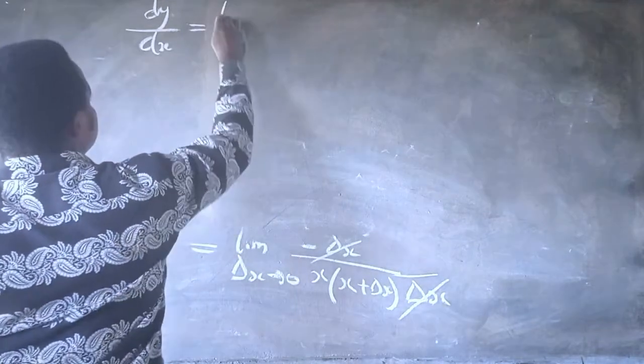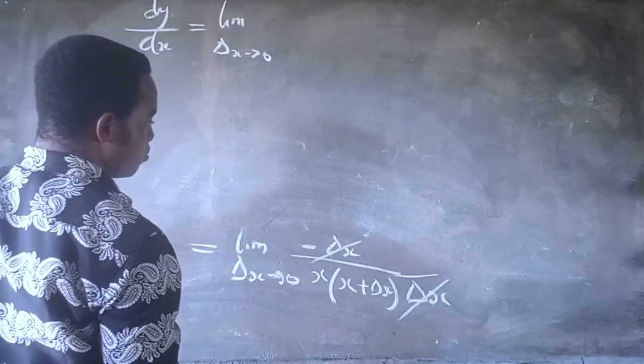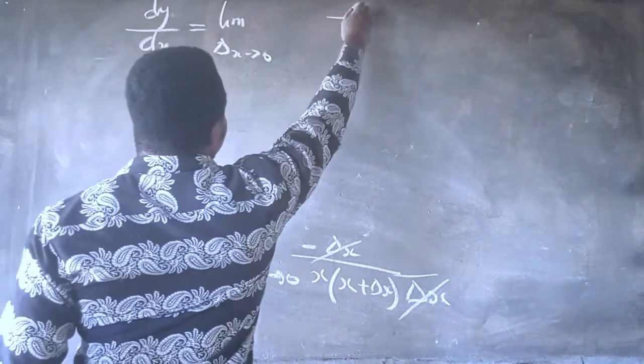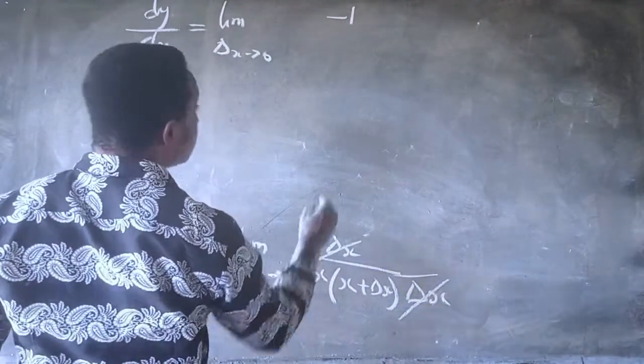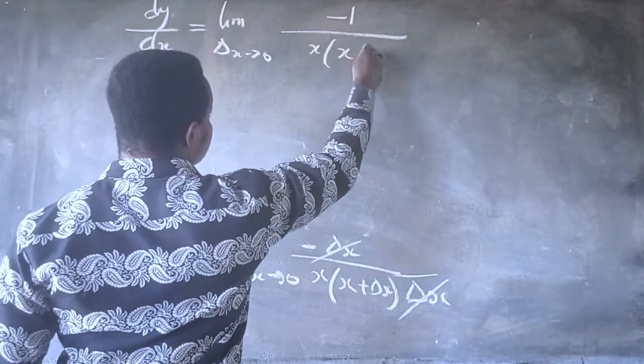So the differential of y with respect to x would be, all we have up there, -1 all over x into x plus delta x.